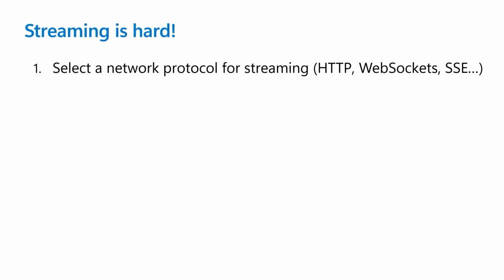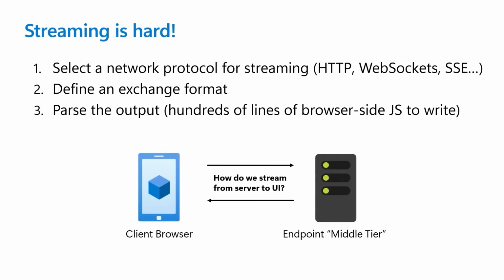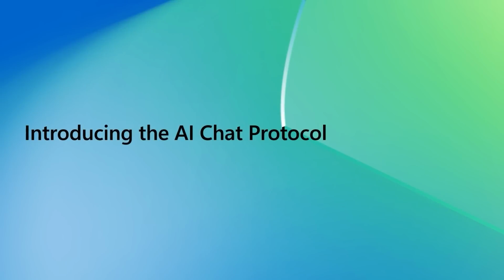First, you need to select a network protocol for streaming, such as HTTP, WebSockets, or server-sent events. From here, you need to now define the exchange format of what things will look like when you're sending things back and forth. Lastly, you need to parse the output, which could be hundreds of lines of browser-side JavaScript to write, specifically for your application. Remember, from the diagram before, we now have to figure out the piece between the client's browser and this middle tier. Fortunately, we have the AI chat protocol, which is designed to solve this problem.